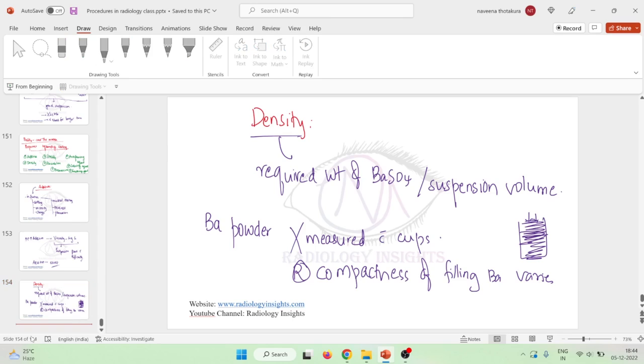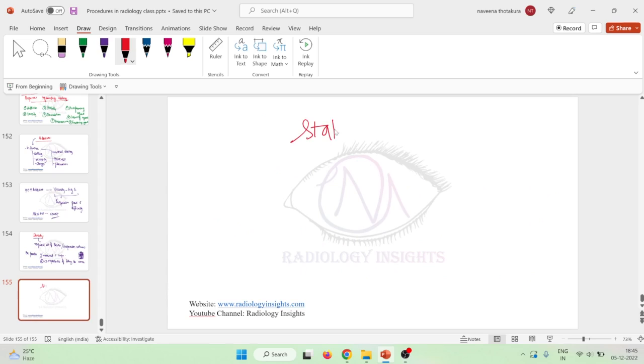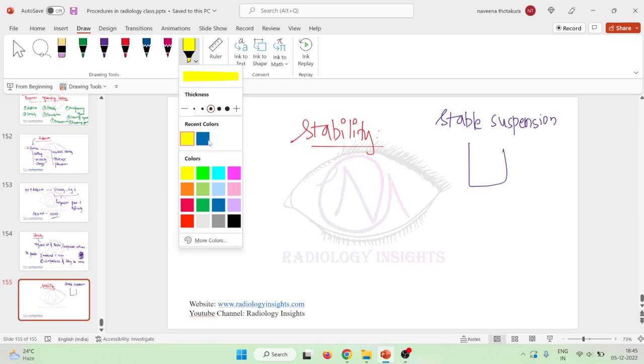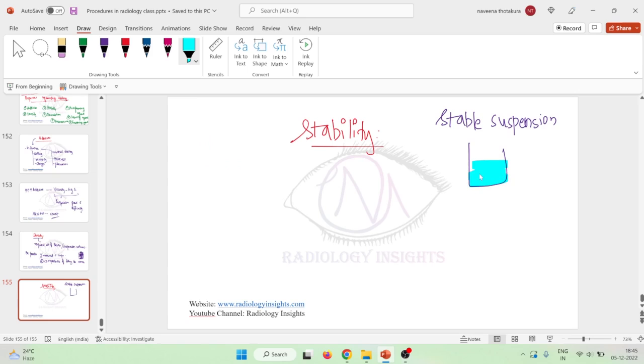Okay. Next, the next important property is stability. The barium preparation which is manufactured should be a stable suspension. What does stable suspension mean? In the suspension, in the fluid or water, the barium should be evenly distributed. So this is a good suspension. But if this same barium settles down in the water, then obviously it is an unstable suspension and it is not recommended.